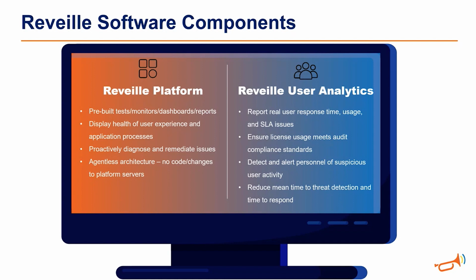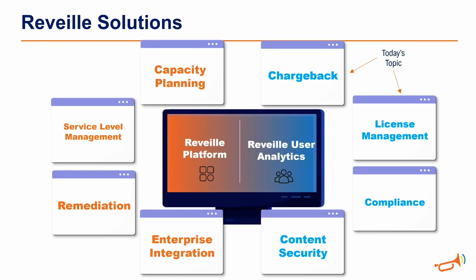On the right-hand side is what we call the Reveille User Analytics code. That's the code that allows us to look at what the user is doing with that information. We can see when they're logging on to systems. In the case of capture, we can see what manual steps they're taking in the capture process, and we can report back on that. In addition to our primary code, platform and user analytics, Reveille has built out what we call solution packs. These are pre-configured dashboards and reports that provide immediate business visibility and insight into these complex systems.